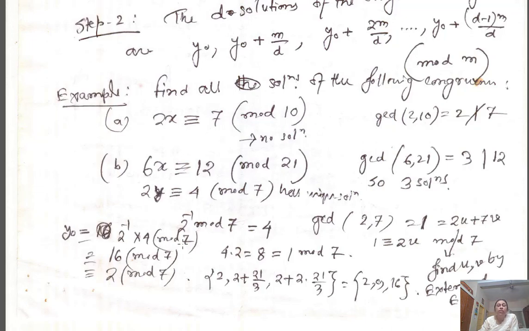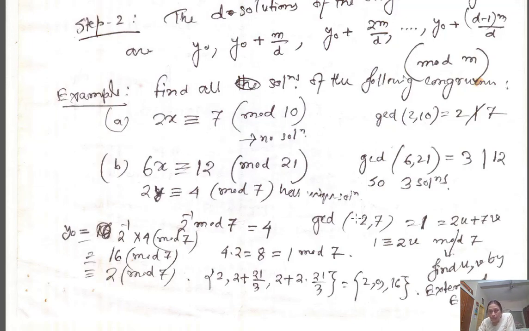Okay, so the first solution is y naught, that is 2. Then the next solution is 2 plus m by d. M by d means 21 by 3, that is 7. Then 2 plus 2 into 21 by 3. So there are 3 solutions. The solutions are 2, 9 and 16.